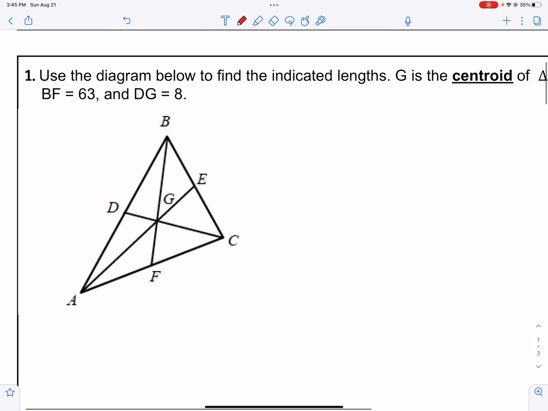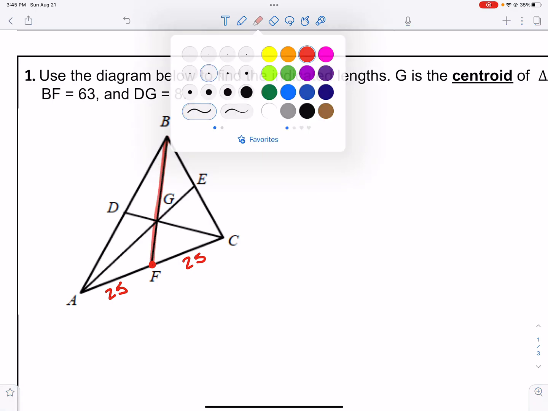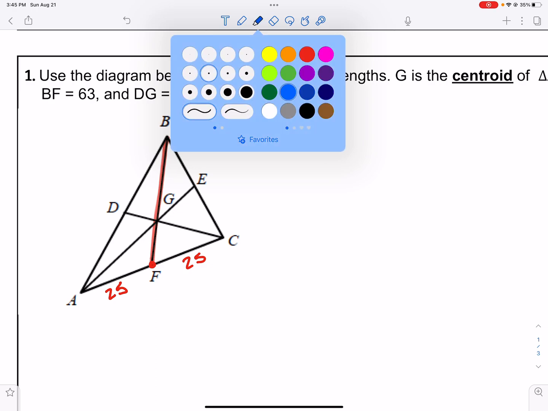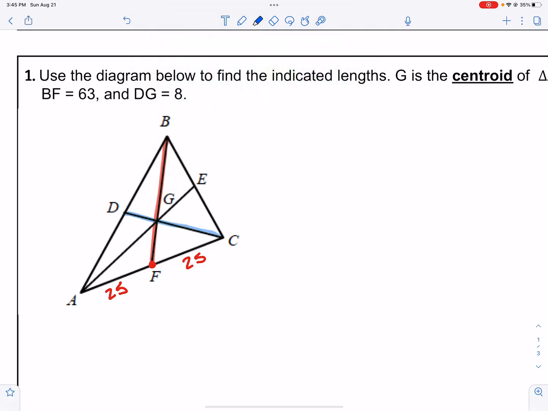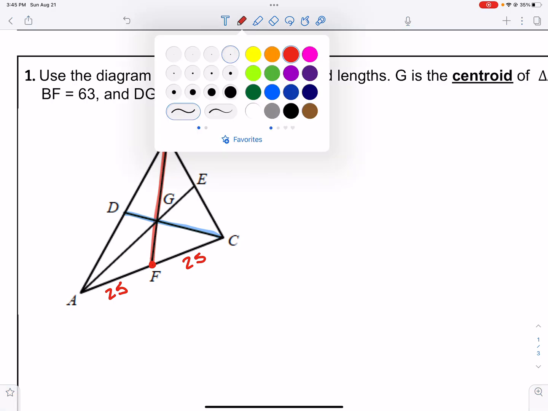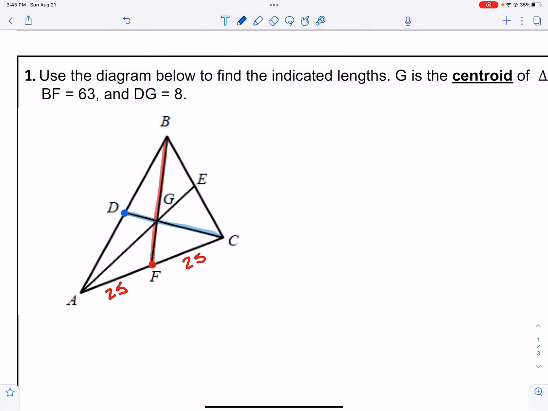They've said FC equals 25, and we know if it's the centroid that F is the midpoint of that side, because the centroid is made of the medians of a triangle. Remember, the median goes from one of your vertices to the midpoint of the opposite side. So BF is a median, CD is a median, which would also make D the midpoint of side AB. And then AE is a median, which makes E the midpoint of side BC, which is helpful. So let's see what else we know.